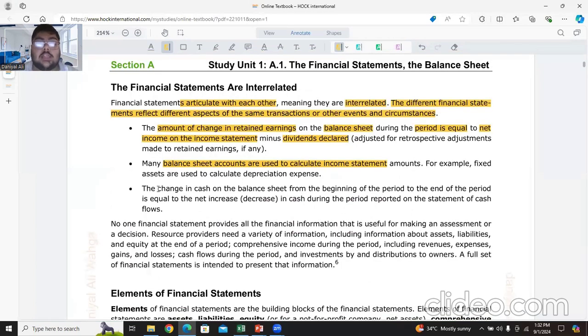The changes in cash movement on a balance sheet, counted from the beginning of a period to the end of the period, relate towards my statement of cash flows. Your current year increase and decrease relate towards your cash flows. No one financial statement provides all financial information. That's why they have prepared different financial statements. Your cash movement relates towards your cash flow statement. Your income relates to your income statement, which shows your revenues and expenses. Your assets and liabilities are the part of your financials, and that is called the balance sheet.